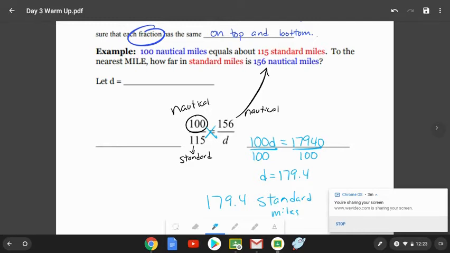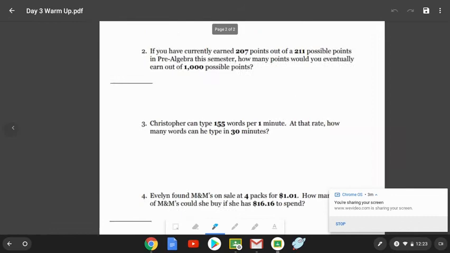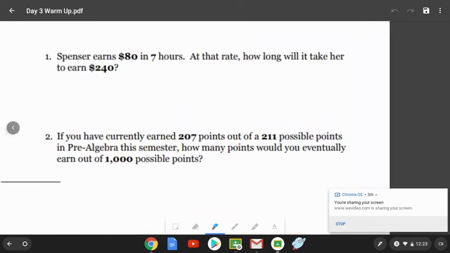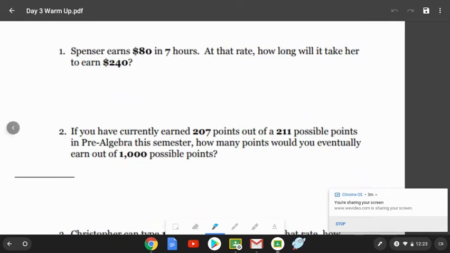Looking at the second question on the second page, it says Spencer earns $80 in 7 hours. So he has worked 7 hours and got paid $80. At that rate, how long will it take her to earn $240? So we want to make sure when we set up our proportion, we have a fraction on one side and a fraction on the other side. I'm going to put the dollars on top and the hours on bottom.